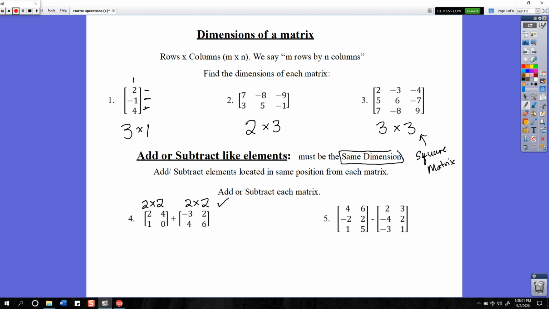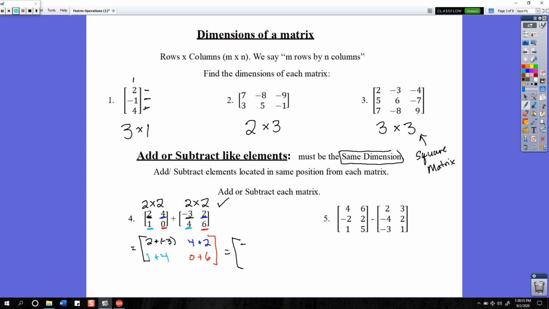When we add matrices, we add the elements located in the same position from each matrix. Looking at example 4, I'm going to take the first element of the first matrix and add it to the first element of the second matrix. So, 2 plus negative 3. The second elements, 4 and 2, so 4 plus 2. Third element, 1 and 4, so 1 plus 4. And the fourth element, 0 plus 6.